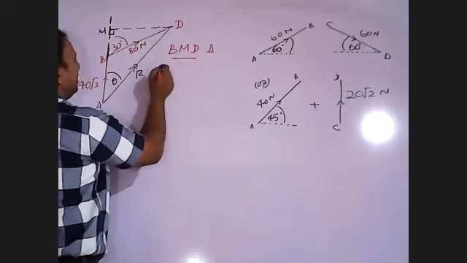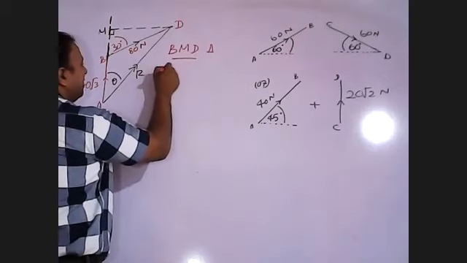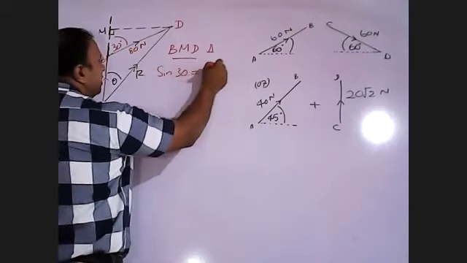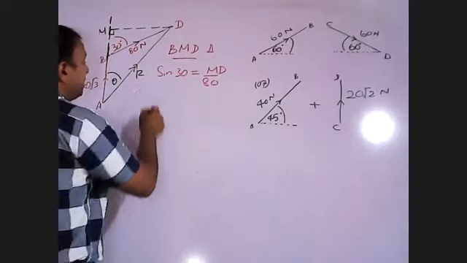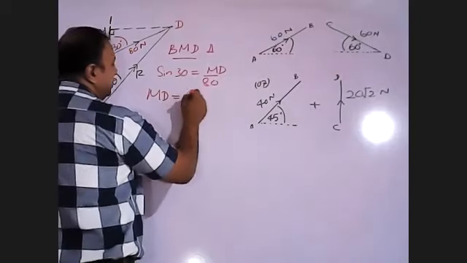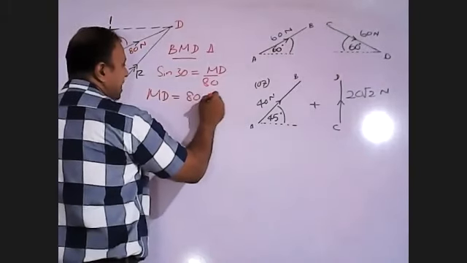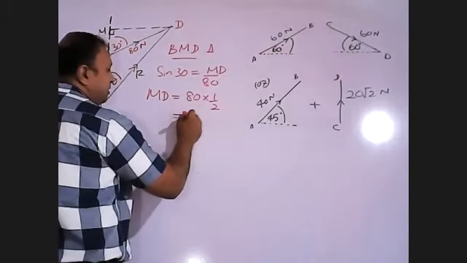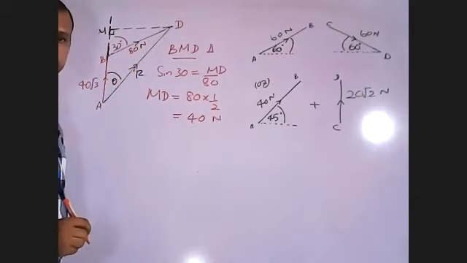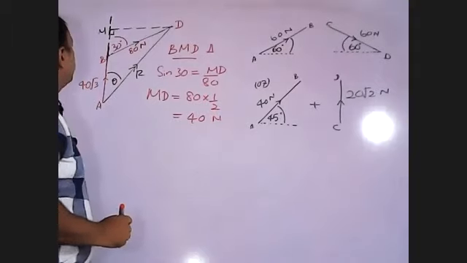In BMD triangle, I can write sine theta. Sine 30 is equal to MD over 80 Newton. Therefore, MD is equal to 80 times sine 30. Sine 30 means half. That means MD is 40. Then you have to find BM.